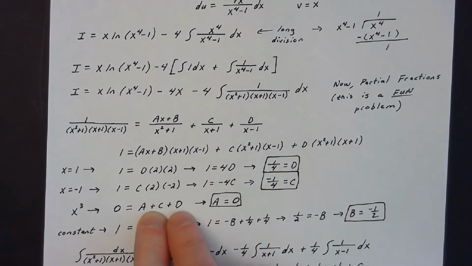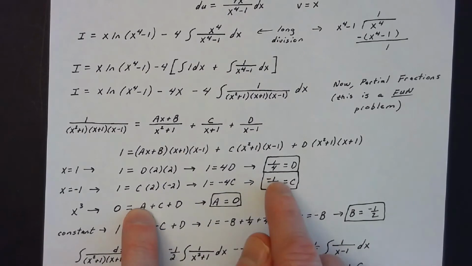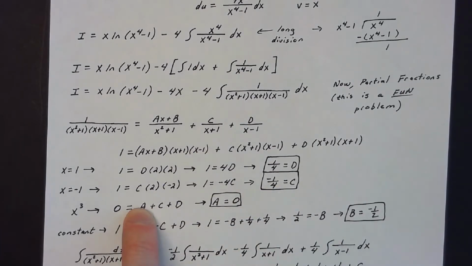So I know a plus c plus d has to equal the coefficient of x cubed, which is 0. And then I can say, well, I'm solving for a. I know that c and d are just the opposites of one another, so they immediately cancel each other out. So I'll get a is equal to 0 as well.